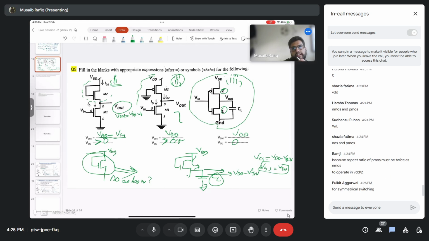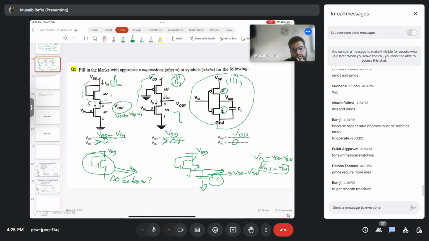To operate in VDD by 2. Exactly, symmetric characteristics. That's what I was looking for. Yeah, symmetric. To operate in VDD by 2, I got your point. You are taking this symmetric part. So we are paying the area penalty, rightly said. But what about the propagation delays by increasing this?